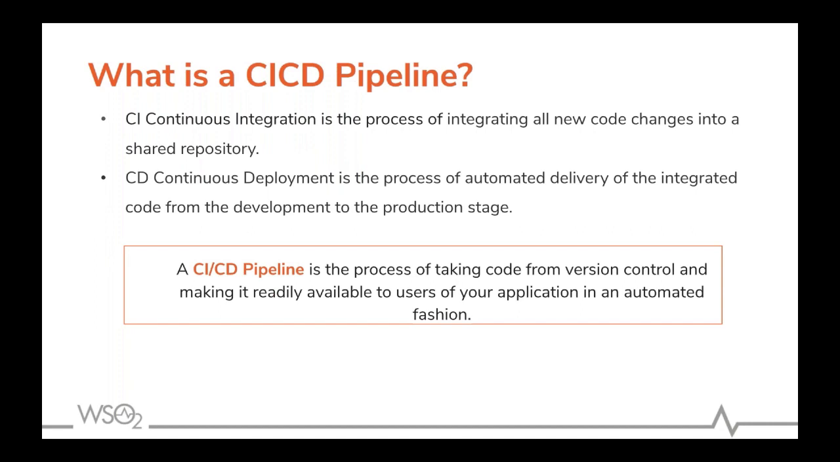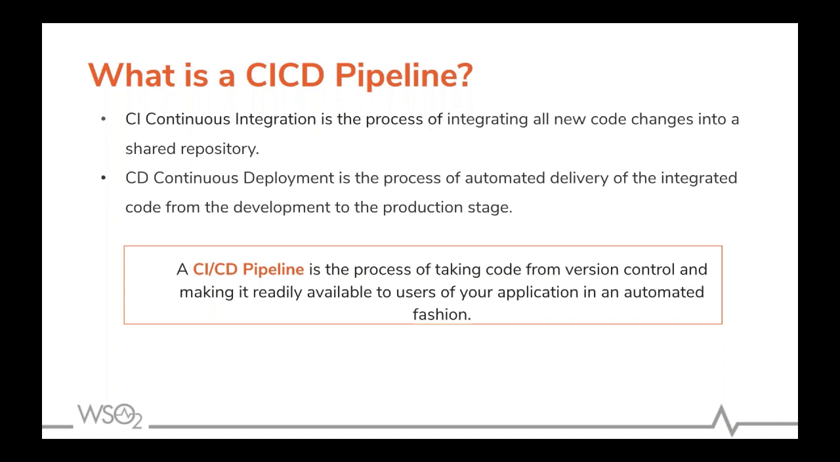First, I will give you an introduction about CI/CD pipelines. CI stands for continuous integration and CD is for continuous deployment. Continuous integration is simply the process of integrating all the code to a shared repository. And then continuous deployment is the process of automating the delivery of the integrated code from the development to the deployment. These deployments would be your production or staging environments.